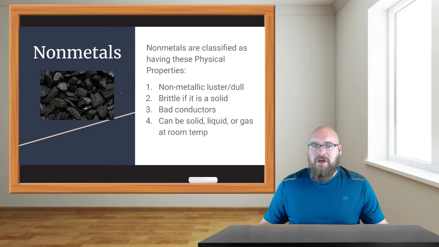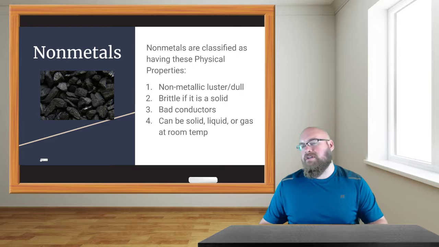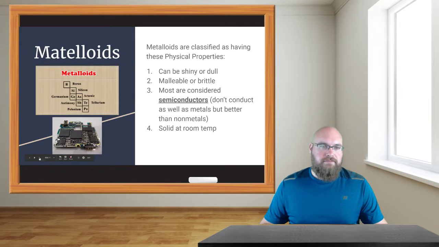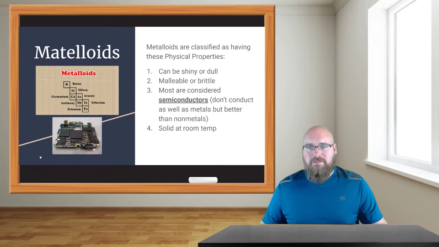For instance, the non-metal hydrogen is a gas at room temperature, whereas carbon is a solid. So there's many different examples of the different types of states of matter throughout the non-metal category. And then let's come to our last group, which is the metalloids.